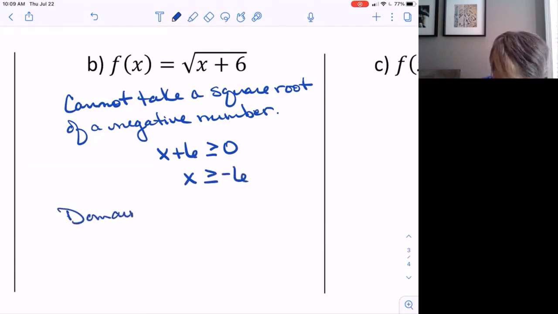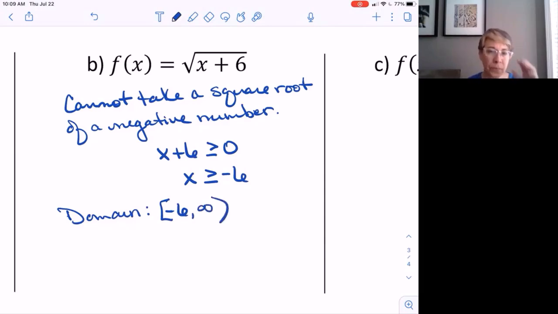So for our domain, if we're using interval notation, greater than or equal to negative 6 means negative 6 is the smallest number we can have, and we can go all the way to infinity. But if it helps you to graph it first, to visualize where that interval is, go for it.